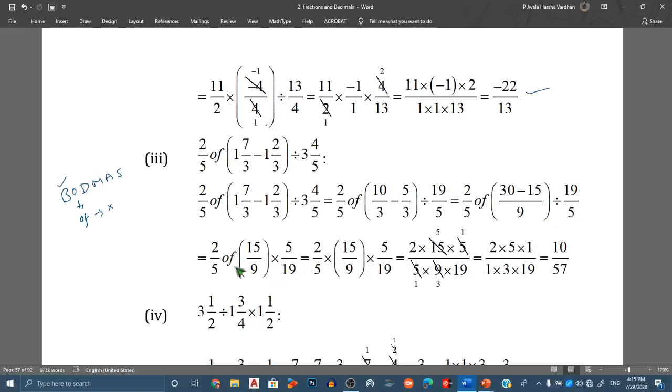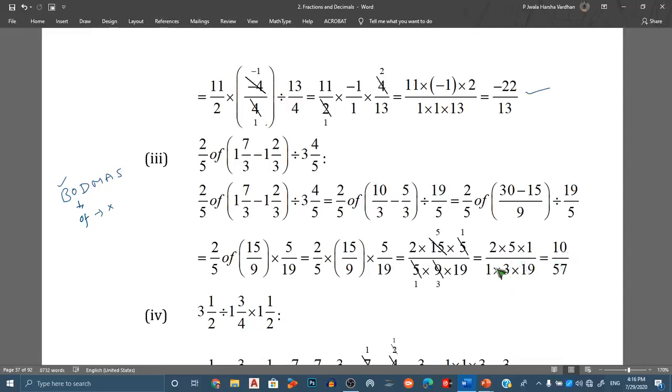Now you can write of as into. Now all the fractions are converted into multiplication of fractions. Now you can cancel by writing like this: 2 into 15 into 5 by 5 into 9 into 19. So 5 gets cancelled one time, and I am dividing 15 and 9 by the 3 table: 3 3s are 9 and 3 5s are 15. There is no common factor, so multiply the numerators and denominators: 2 into 5 into 1 by 1 into 3 into 19, which is 10 by 57.